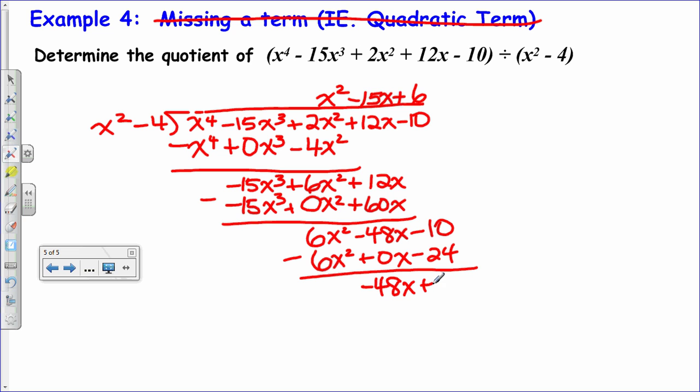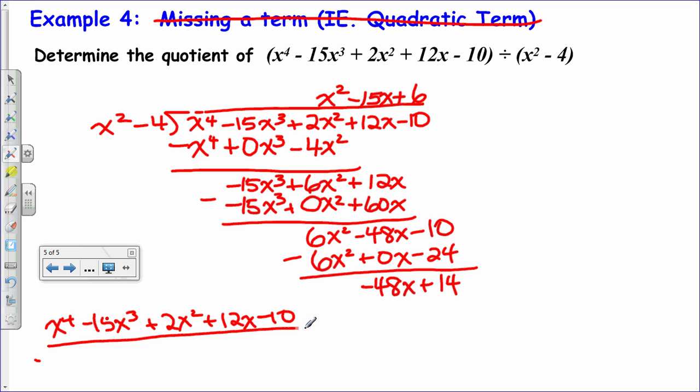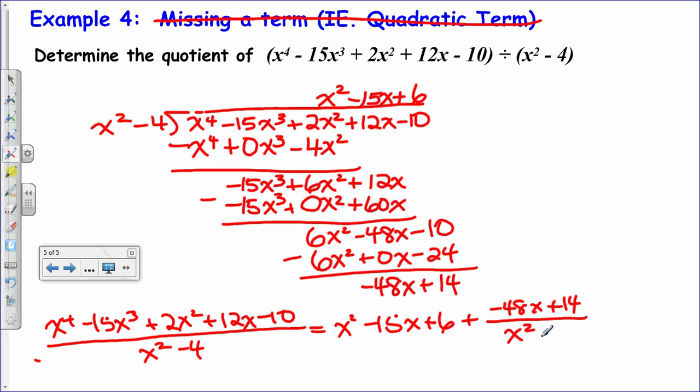48x plus 14. So the result is when you take x to the power 4 minus 15x cubed plus 2x squared plus 12x minus 10, and you divide it by x squared minus 4, the result is a quadratic x squared minus 15x plus 6 plus the remainder divided by the divisor. And that's it.